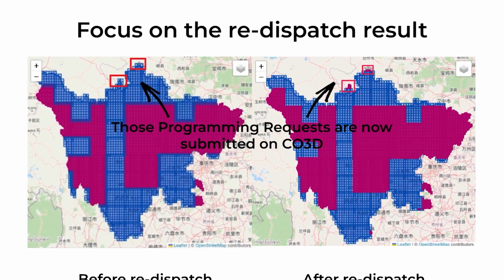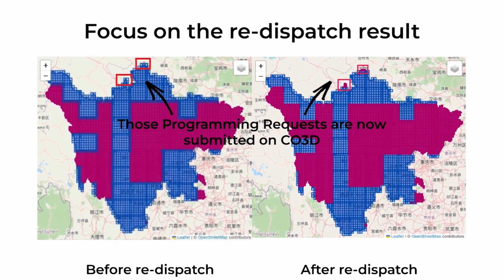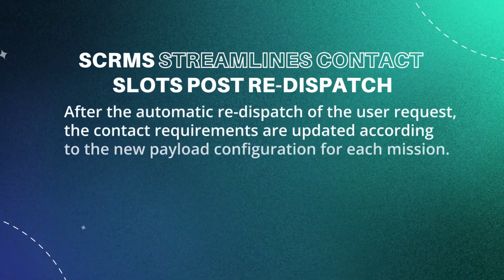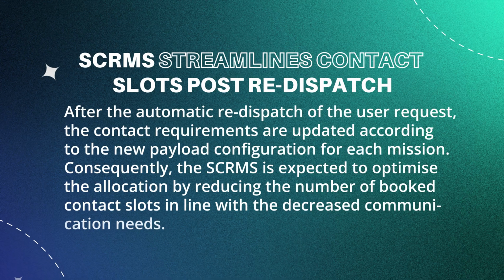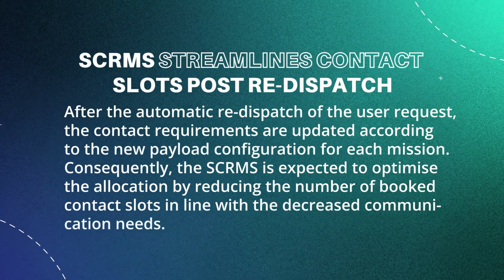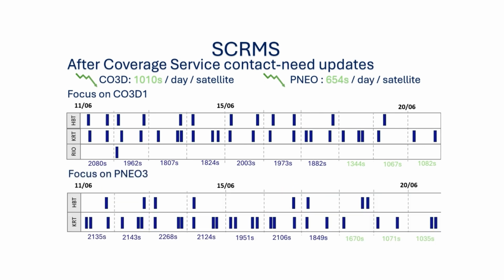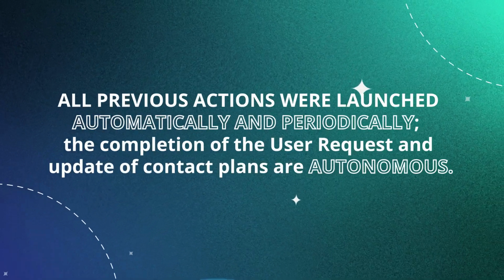Following the redispatch, the coverage service communicates updated contact needs to the SCRMS, which reduces the number of booked ground station slots, aligning the communication plan with the updated coverage requirements. All these operations are executed automatically, making both coverage planning and communication updates fully autonomous processes.